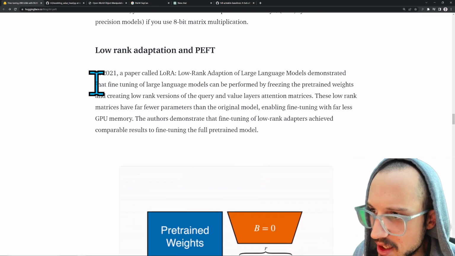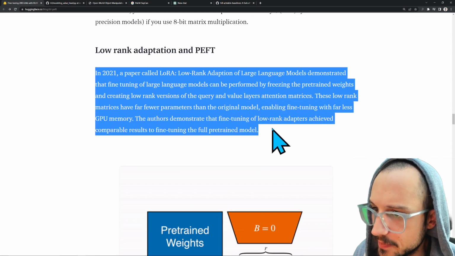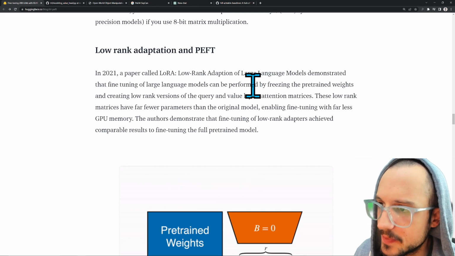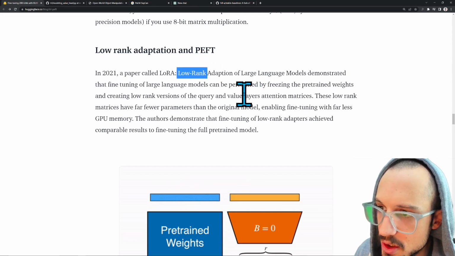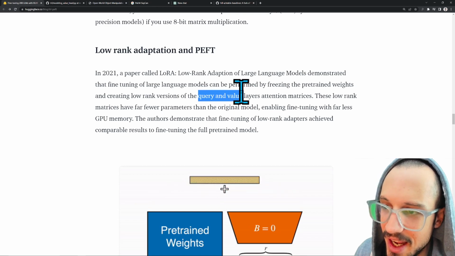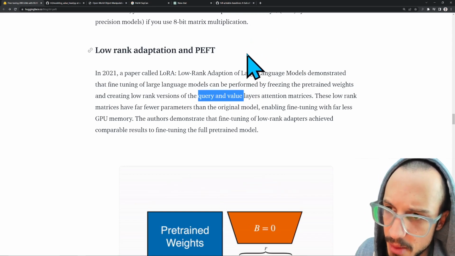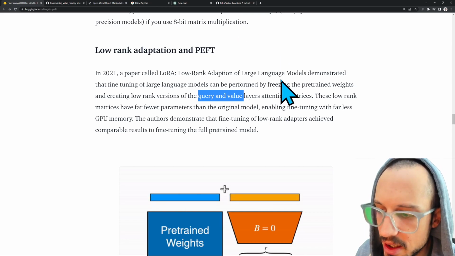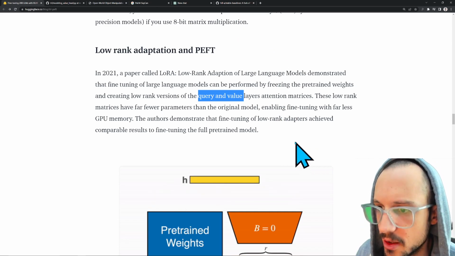Okay, so basically, another way of saving on compute and saving on memory by using lower rank versions of the query and key and value matrices within the actual transformer blocks that are within the large language model.